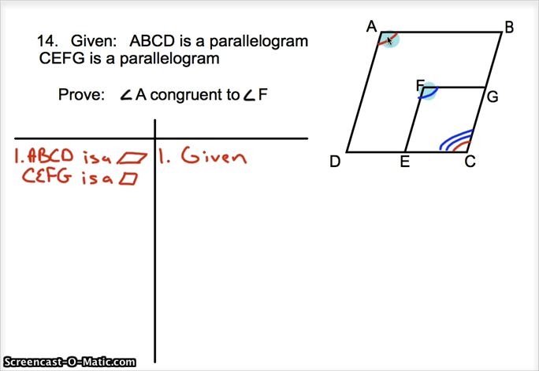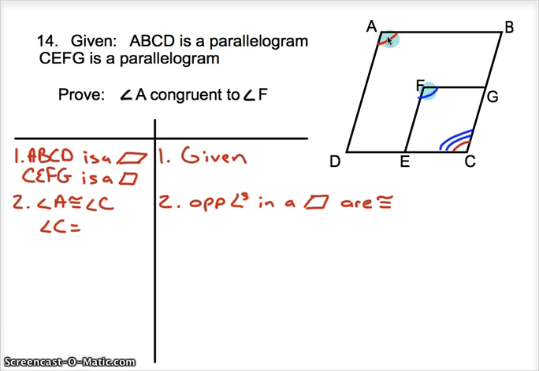Now we're just going to write down the information that we said in the beginning. I know that angle A and angle C are going to be congruent because they're opposite angles in a parallelogram. So angle A congruent to angle C, and my reason is opposite angles in a parallelogram are congruent. And since angle C and angle F are congruent for the same reason, I can write that down as well. Angle C congruent to angle F.